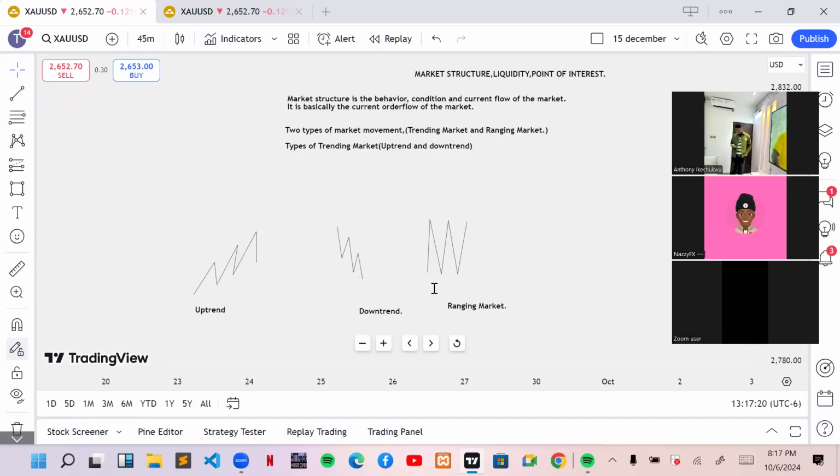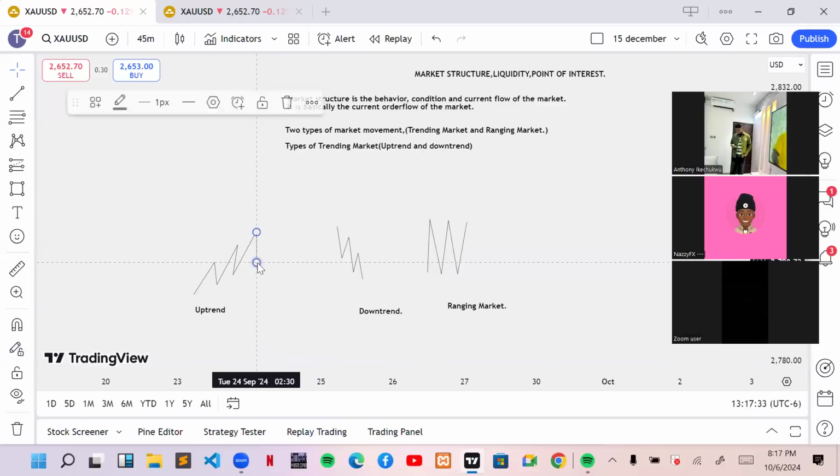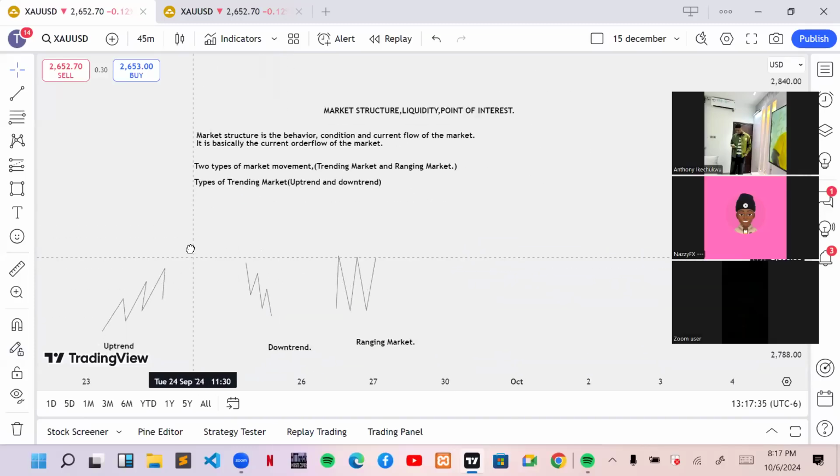Now, what I actually look out for in the market structure part of this strategy, there are two things I look out for. Number one, I look out for market structure shifts. Number two, I look out for break of structure. Now, what is a market structure shift?